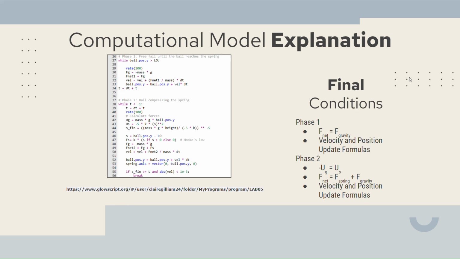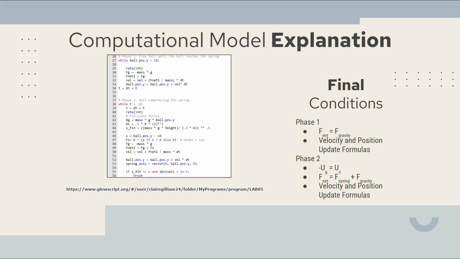Finally, we have our final conditions, which are split up into phases 1 and 2, because we first have to model the ball's motion before it touches the spring, which we see in phase 1, where the net force is equal to just the force of gravity, which is then plugged into the velocity update formula to find the velocity, and then that velocity is plugged into the position update formula to model the ball's position and motion as it falls before it touches the spring.